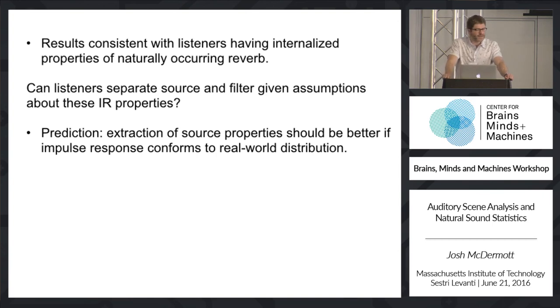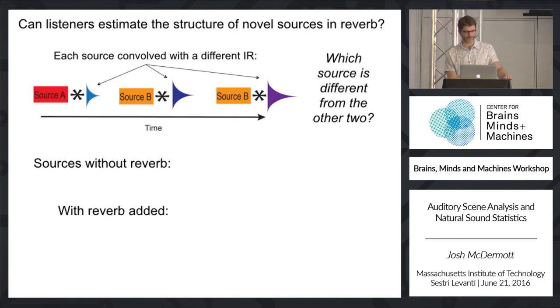Okay, so these results are consistent with the idea that listeners have internalized the properties of naturally occurring reverberation. And so the key question that we then wanted to ask is whether listeners can separate the source and the environmental filter given assumptions about these impulse response properties. And so the key prediction is that extraction of source properties ought to be better if the impulse response conforms to the real world distribution.